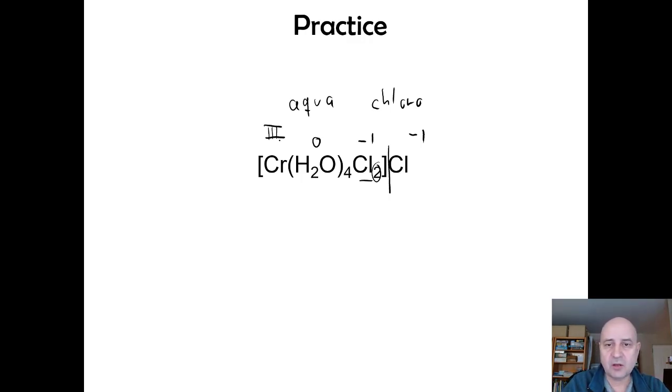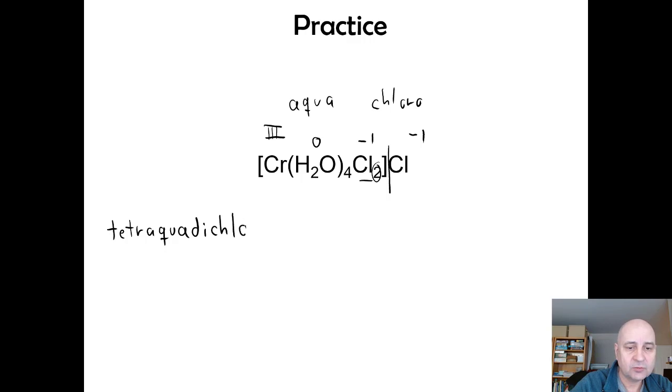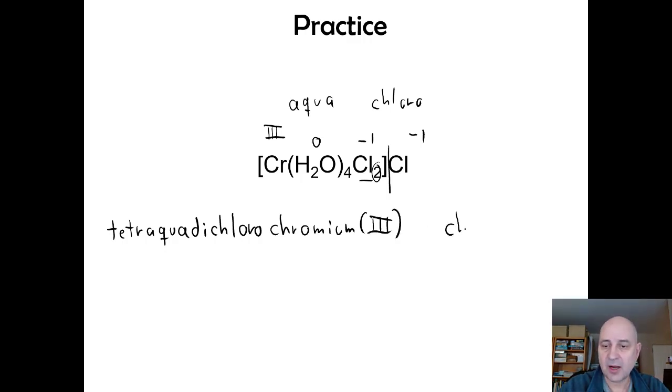So now we put this all together. We have 4 aqua ligands, so it's going to be tetraaqua. I'm going to leave that out this time. Then dichloro, and finally chromium 3, space chloride.